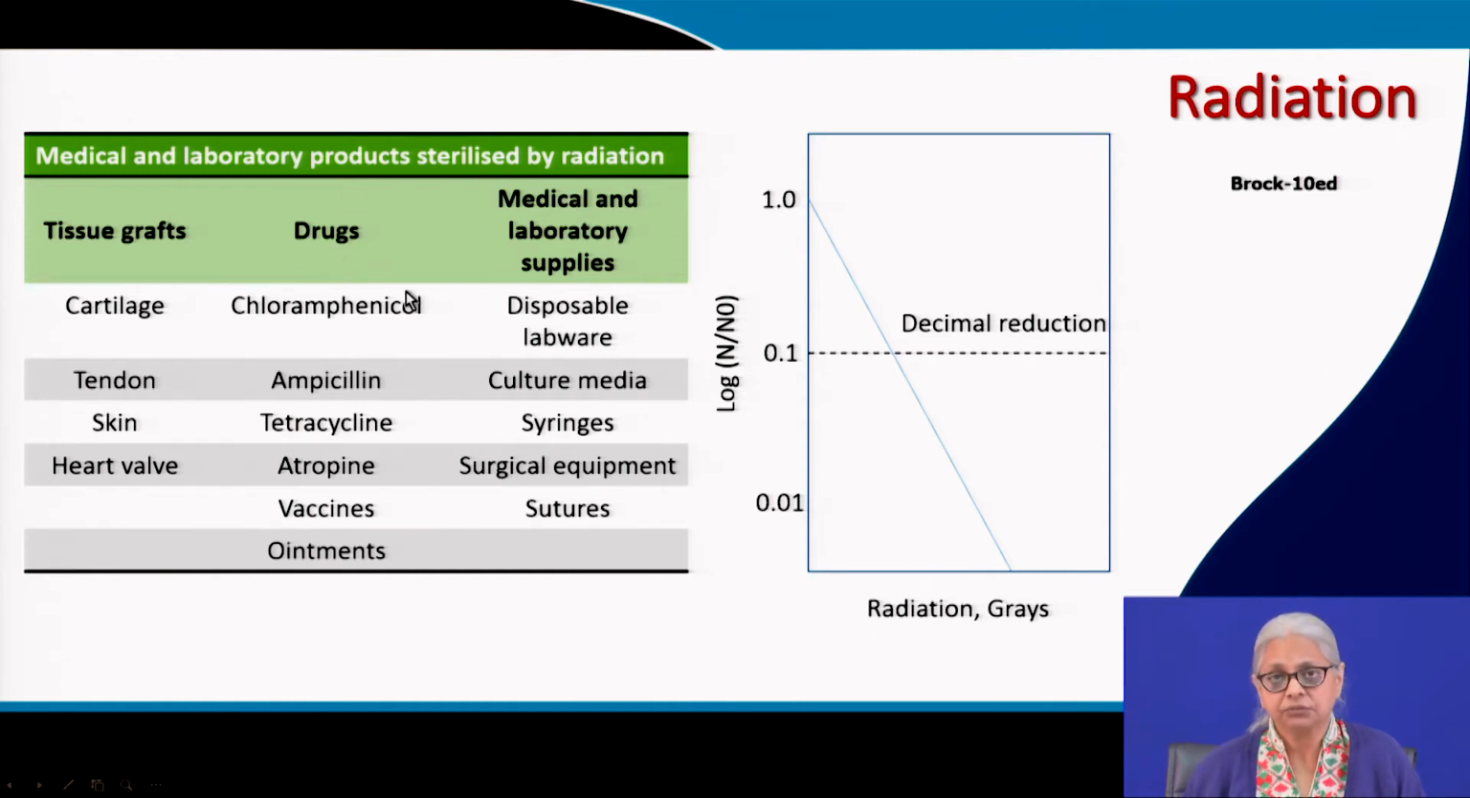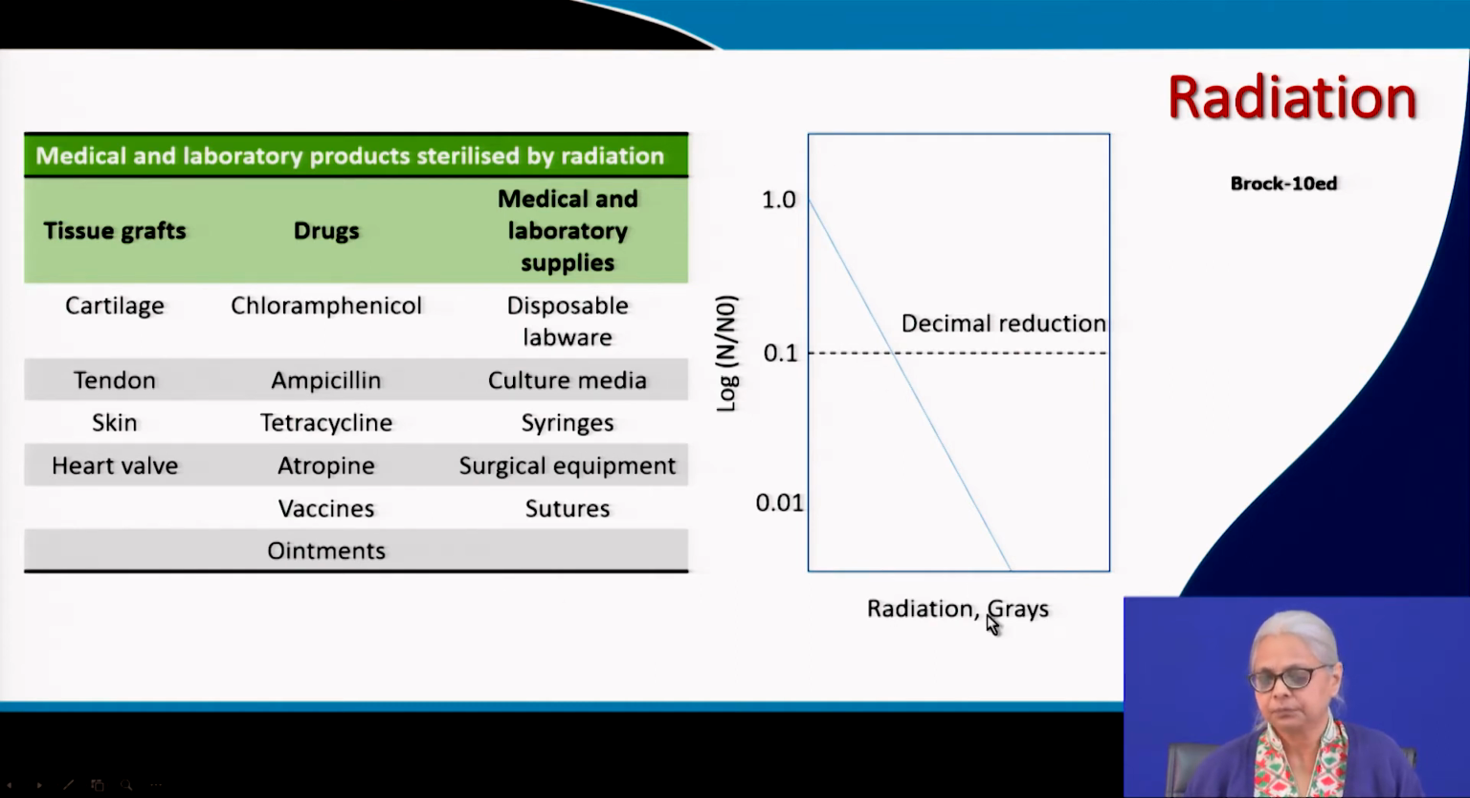You have drugs, pharmaceutical materials, chloramphenicol, ampicillin, tetracycline, atropine. Vaccines, ointments, all of these are sterilized by radiation. Then you have medical and laboratory supplies. All these can also be sterilized by radiation.